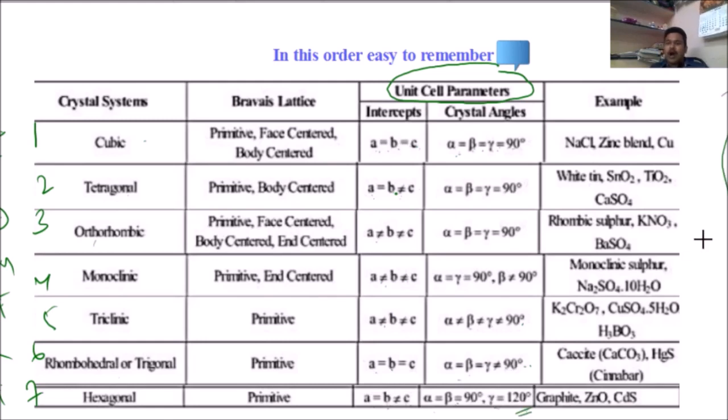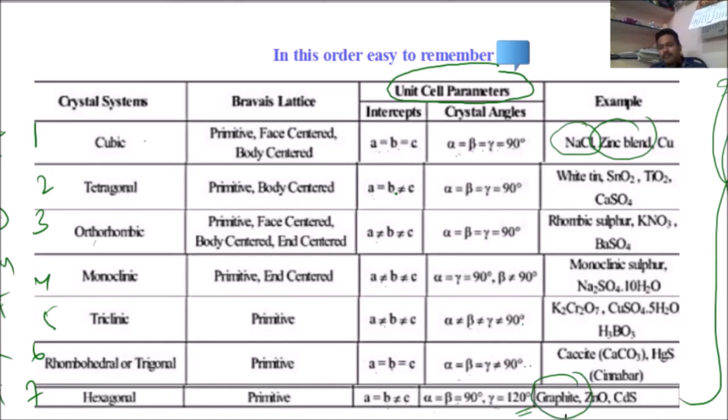In this one, all the examples are not required. Here many examples are there. All the examples are not required to remember. Here NaCl, zinc blende, graphite, these are very well known examples. If you are capable of remembering, you can remember, but the question will come on this.